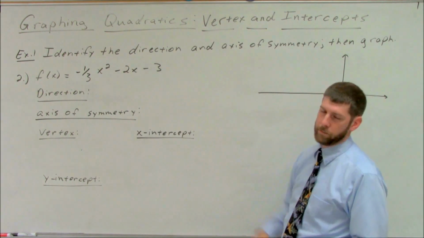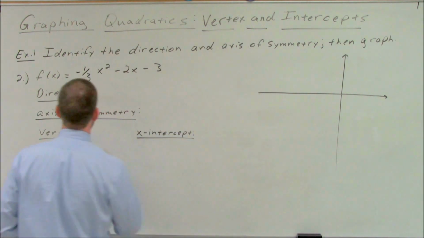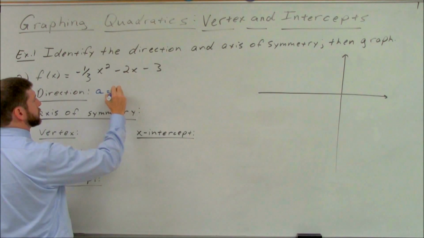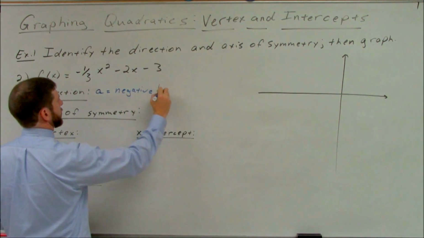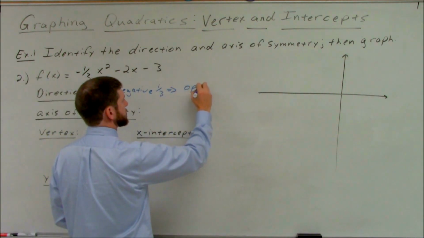Okay guys, hopefully you were able to get all this information in the graph. Let's check your work and see how you did. First off, let's look at the direction. We're looking at a. A is equal to negative 1/3. We know that if a is negative, then the graph opens downward.